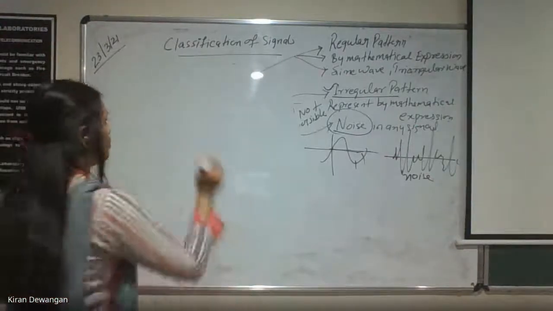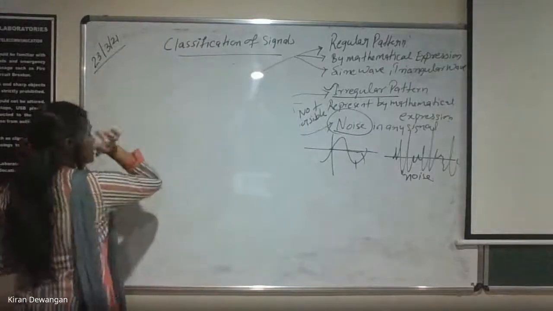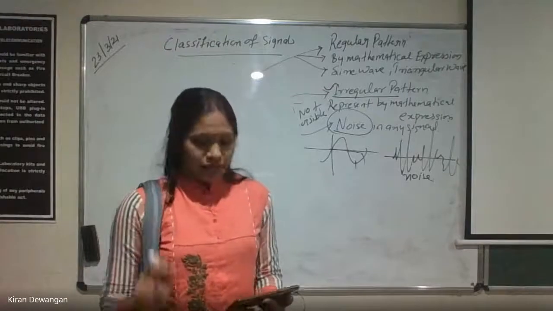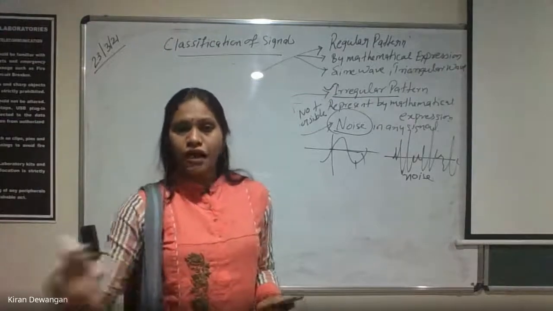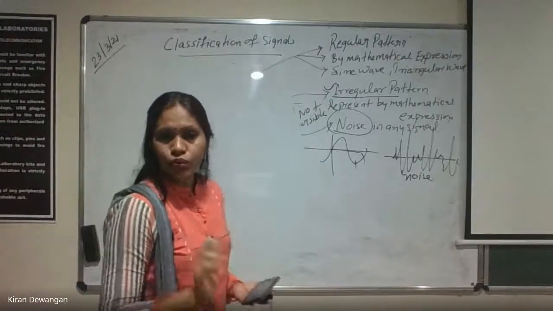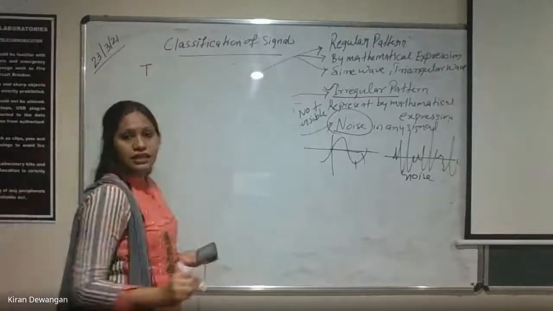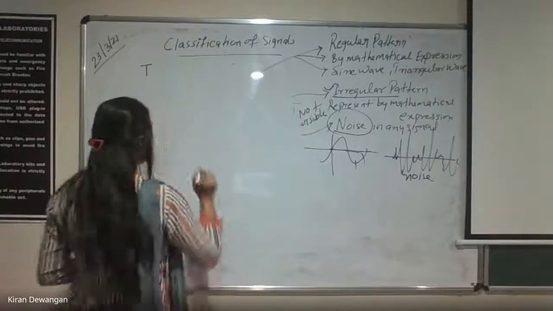As we all know, periodic signal. What is the basic definition of a periodic signal that we have studied? A periodic signal repeats after a certain interval of time. That is what we know, and that interval of time is T. That is the time period. Okay? After that it repeats.